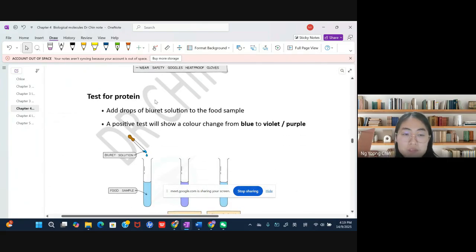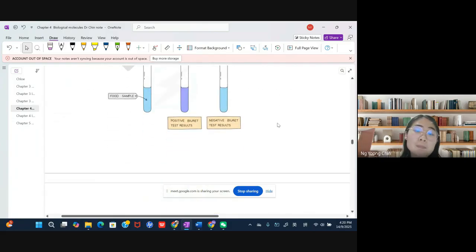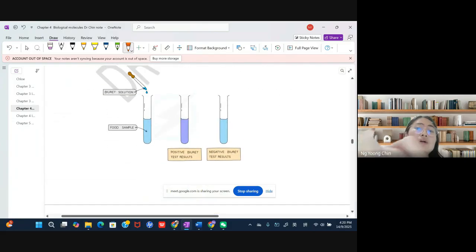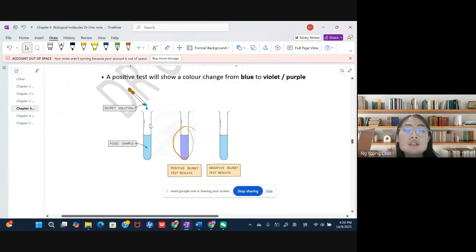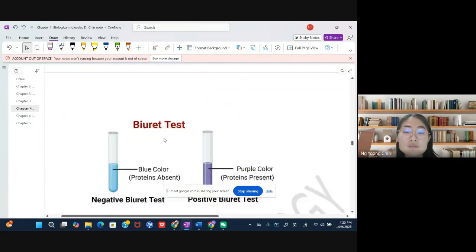Protein test for the foods. If any food sample contains proteins, you can test them with the Biuret solution. Biuret solution is originally blue color. So if there's a presence of protein, the blue color becomes purple or violet. So they become purple like this if they contain protein. If they don't contain protein, they will just remain as blue color. So this is Biuret solution.